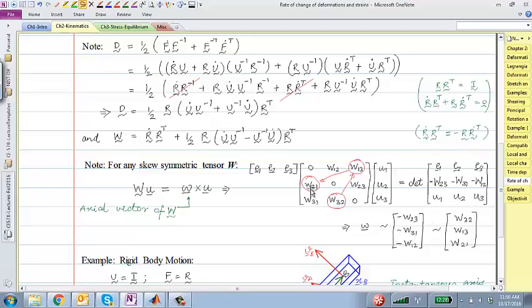So all I'm saying is, how do we do the cross product? The cross product uses the E1, E2, E3 components of W. The components of W itself are the negatives of those, because W32 is the negative of W23, right? So W32 is the negative of W23 because this is a skew-symmetric tensor. That's what I meant here. Okay. Any other question? All right.